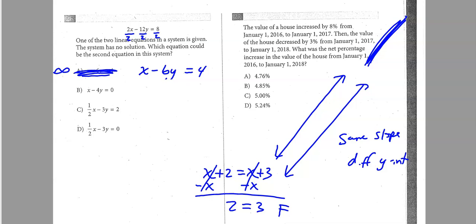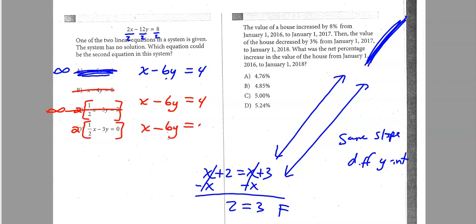If I come down here and I double everything, if I just multiply this entire thing by 2, that will give me x minus 6y equals 4. Well, that's the exact same. That would be another infinite solution scenario. Hopefully it's this last one. Let's just check it out. So if I double everything down here, I'm going to get x minus 6y equals 0. Well, that's perfect, because remember what we had up above, we had x minus 6y equals 4, and now we have x minus 6y equals 0.